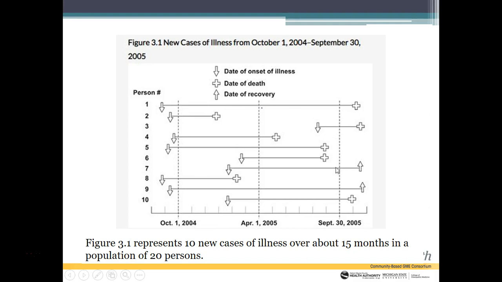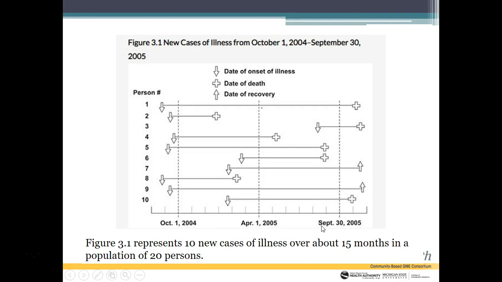So let's look in this time period. The first thing they want to know is the top part, which is how many new cases. So remember, we don't count the ones before, we count the ones that occurred during the time period. So here's 1, 2, 3, 4. So there's 4 new cases.